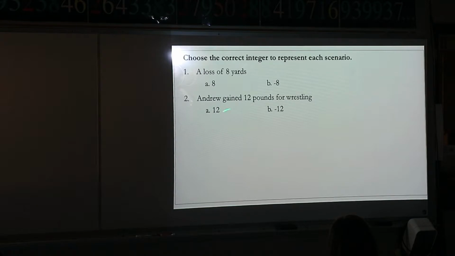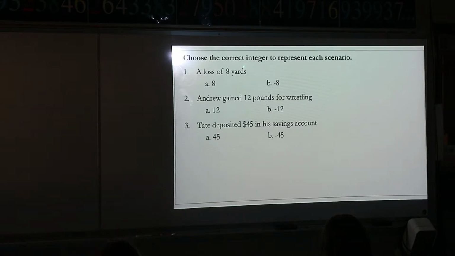A. For wrestling, that's probably nothing for wrestlers. They can gain or lose that in a couple days, just because of the conditioning they have to do. It's horrible. Yeah, it's bad. It's bad for your body.